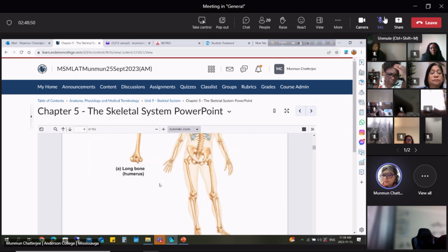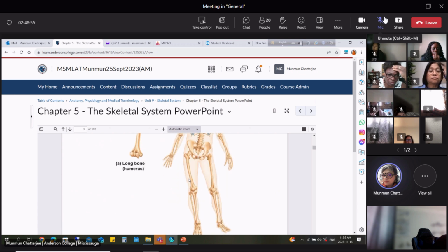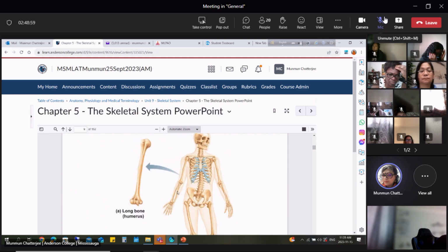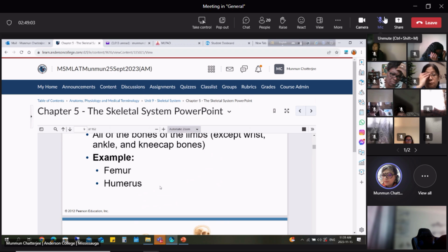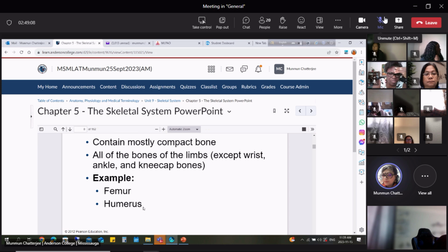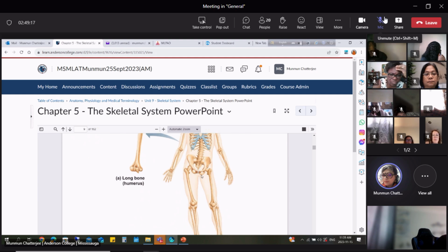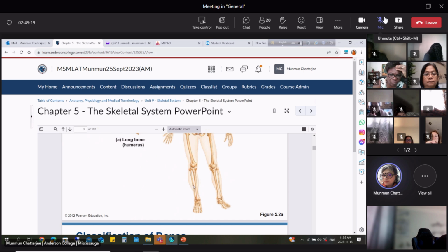See, for example, this is the long bone. This is also part of long bone. So all these are long bones. That's why the examples given are the femur and humerus. But the tibia, fibula, radius and ulna are all long bones too. This is the humerus, radius, and ulna. These are also long bones. This is the femur. This is tibia and fibula. So these are also long bones.